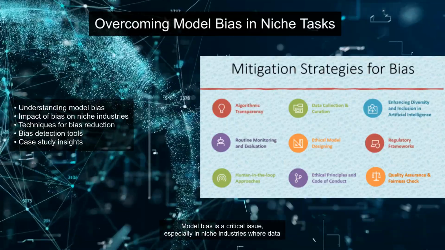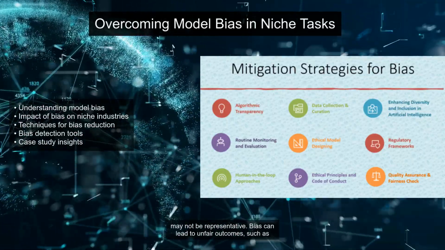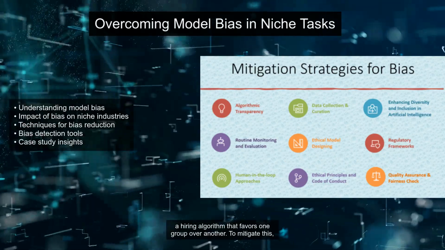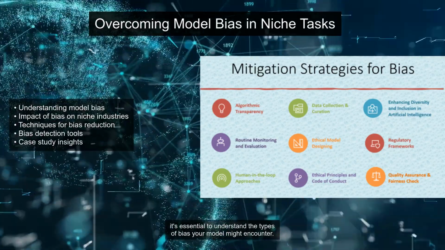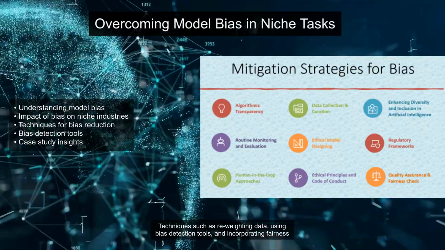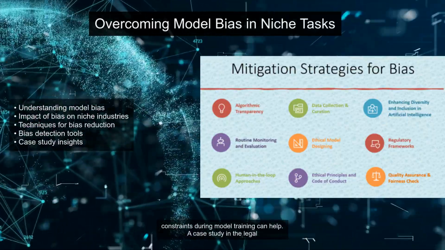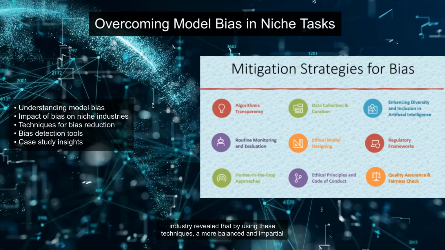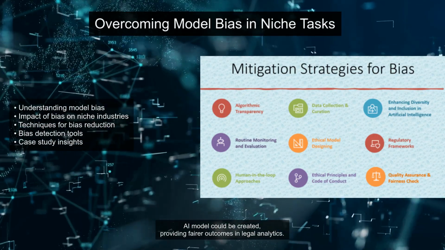Model bias is a critical issue, especially in niche industries where data may not be representative. Bias can lead to unfair outcomes, such as a hiring algorithm that favors one group over another. To mitigate this, it's essential to understand the types of bias your model might encounter. Techniques such as re-weighting data, using bias detection tools, and incorporating fairness constraints during model training can help. A case study in the legal industry revealed that by using these techniques, a more balanced and impartial AI model could be created, providing fairer outcomes in legal analytics.